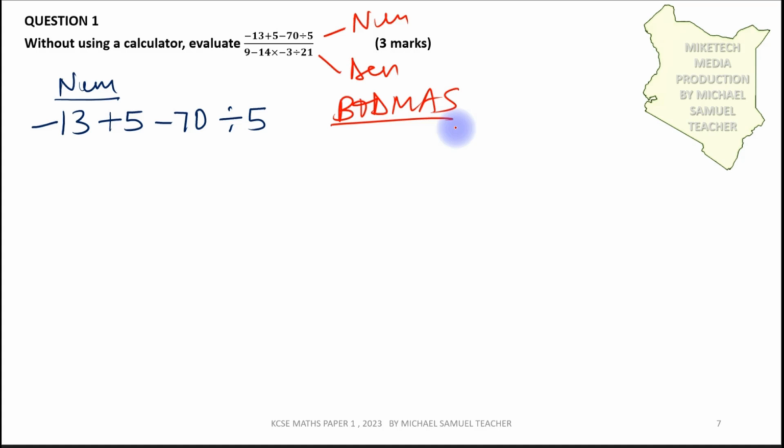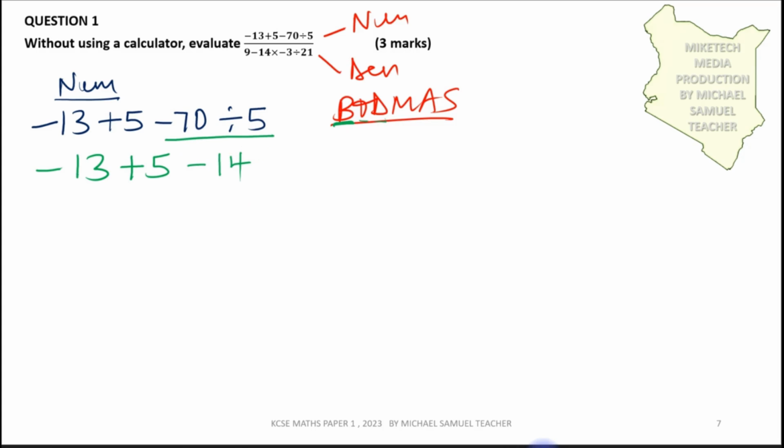So in this case there is no bracket, there is no of, there is division. So in our case we are going to divide. That is the first operation we are going to do. Minus 70 divided by 5, we get minus 14. Remember, it is a negative divided by a positive number, so minus 14.